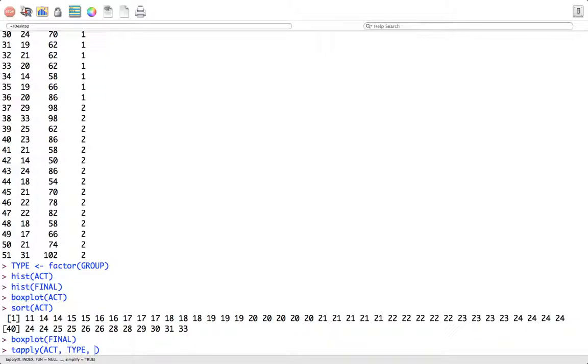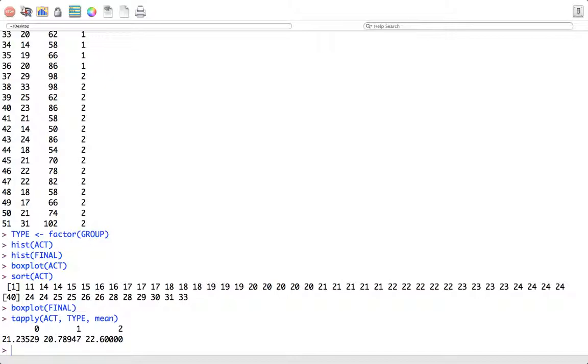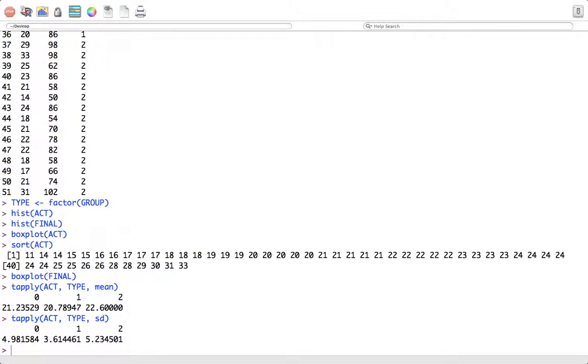Now guys, up to now I've always done FUN equals mean, all caps. I've found that with this upgraded version of R, we don't have to do that. So gang, there's the tapply for ACT over type, giving the mean, and I'd obviously want to do this again for the standard deviation. And I'll report those in the write-up.